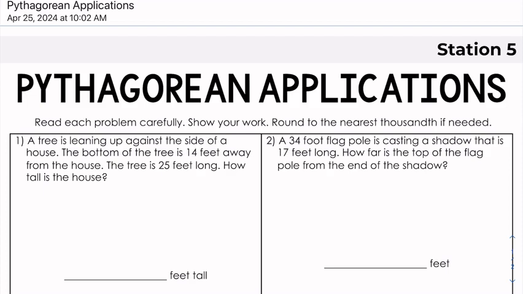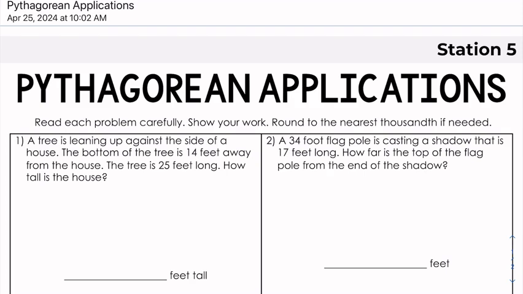All right, so number 1 says, a tree is leaning up against the side of a house. The bottom of the tree is 14 feet away from the house. The tree is 25 feet long. How tall is the house? Okay, first thing we're going to do is find our important information. So let's highlight what's important.